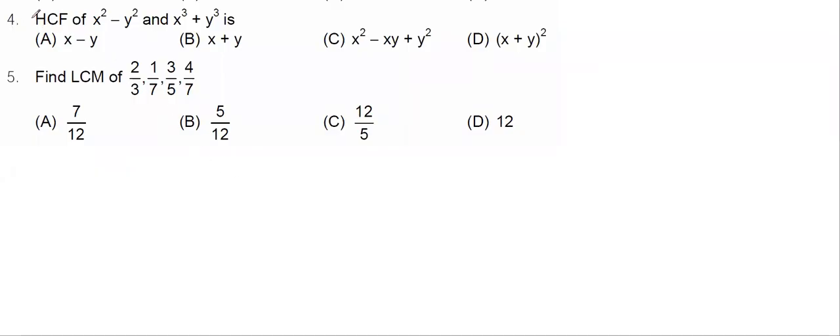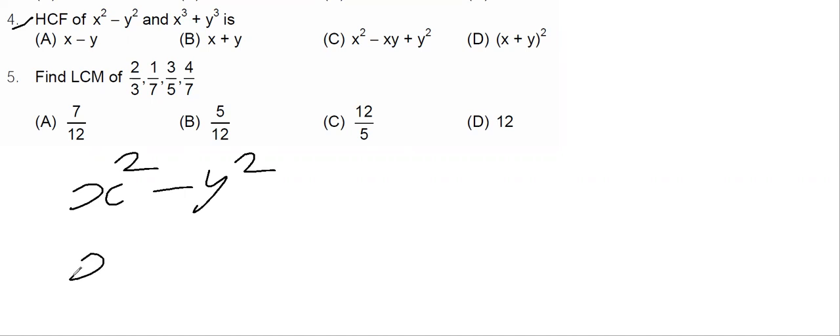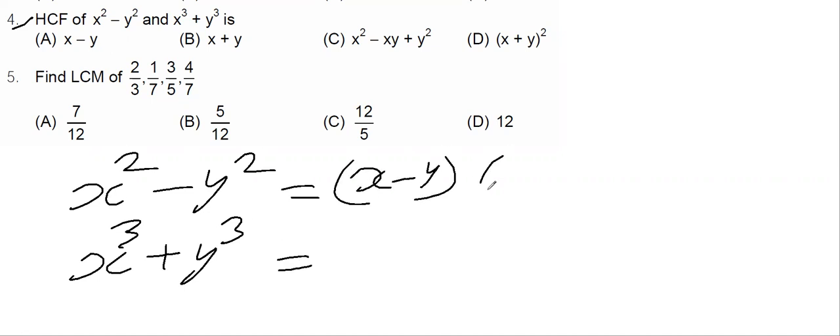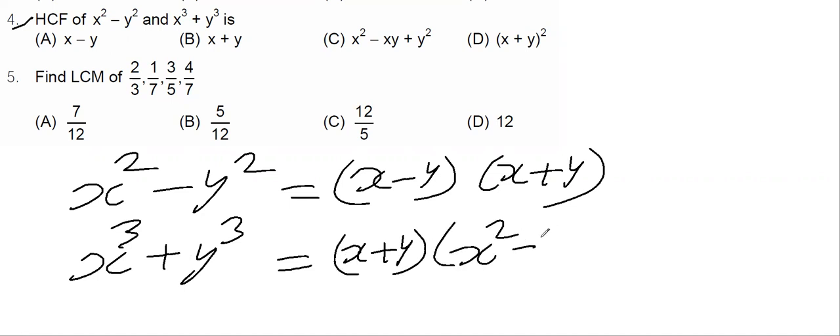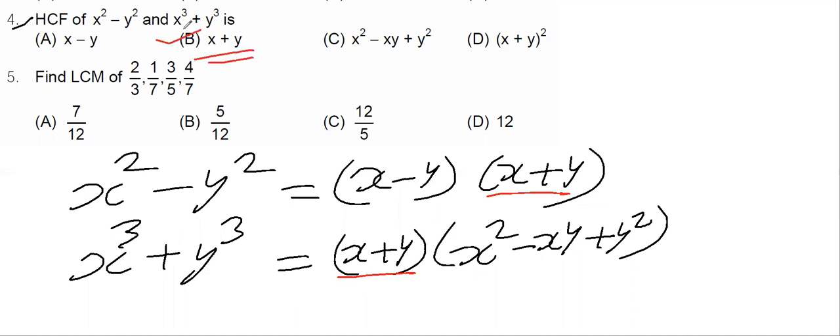Now see. Question number 4, it says find the HCF of these two numbers. The first number is x square minus y square, and second number is x cube plus y cube. What are the factors of x square minus y square? It is (x minus y) into (x plus y). What is the factor of x cube plus y cube? It is (x plus y) into (x square minus xy plus y square). So what common factor can you see here? I can see x plus y as the common factor. Therefore, the HCF will be x plus y. B is the correct answer for this. This was again easy.